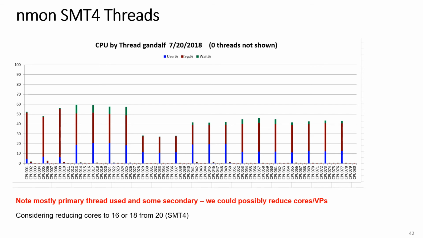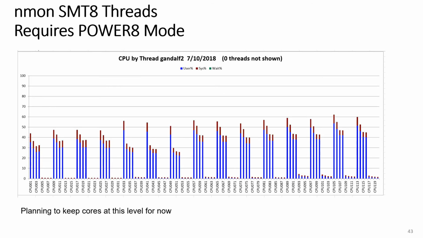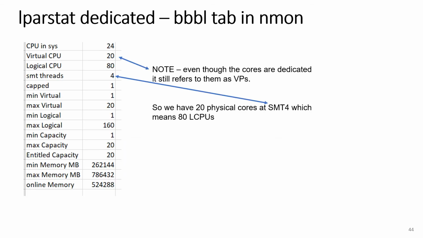So this is an example that you can see where all the primary threads are being used, but none of the secondaries. So we could probably cut back our cores or VPs. And in fact, we decided to cut them back to 16. This is an SMT8 example showing using the primary and secondaries, so we decided to leave this one alone. And this is an example with an LPAR stat where we have 20 virtual CPUs, 4 SMT threads, so altogether we'll have 80 logical CPUs. And this is a dedicated LPAR, but notice how it still refers to them as virtual CPUs. They are, however, dedicated.